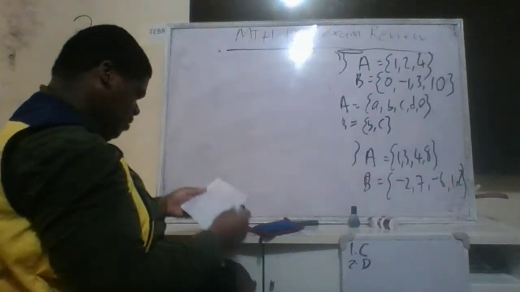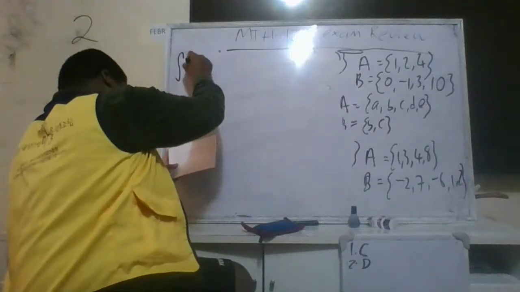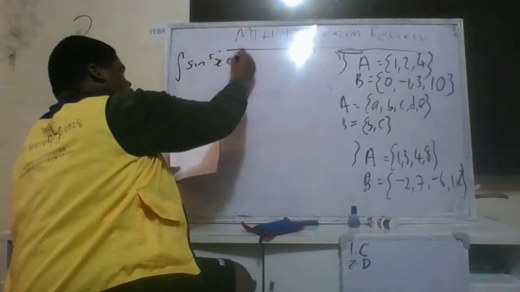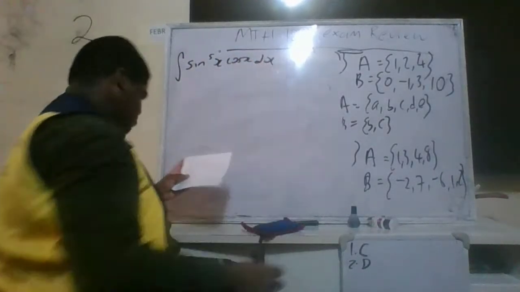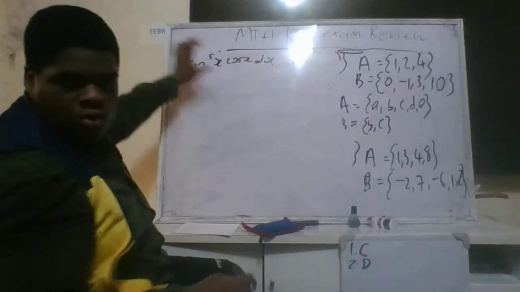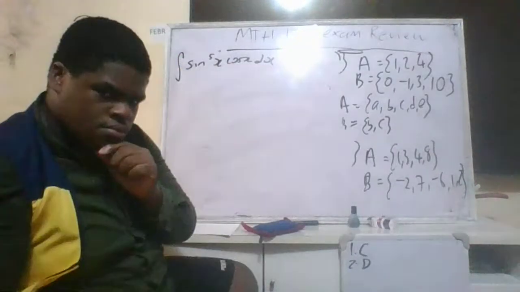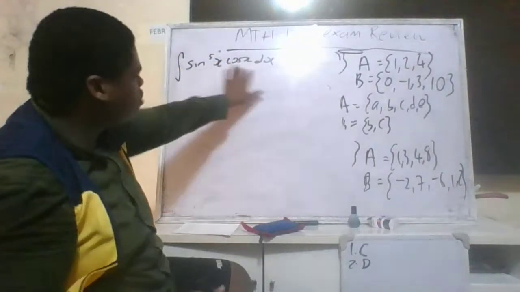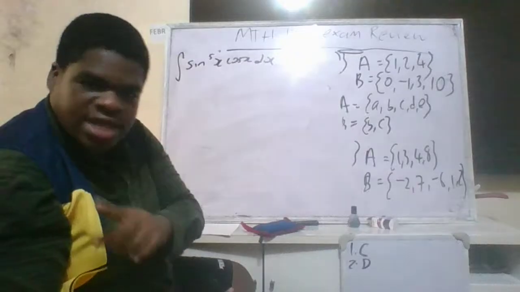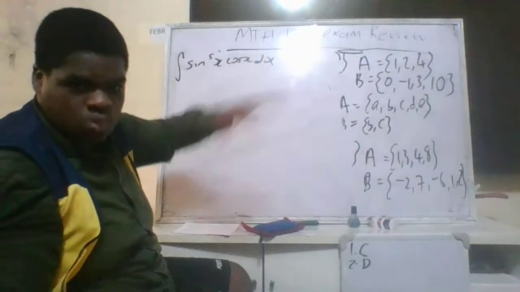We'll apply u substitution here to make our work easier. So we have the integral of sine to the power of 5x cos x dx. When I see this, I note that if I make u equal to sine x, then what we have here is u to the power of 5. But how will we remove this cos x dx? If u is equal to sine x and you differentiate both sides, you're going to have cos x dx. So this cos x dx will also disappear.